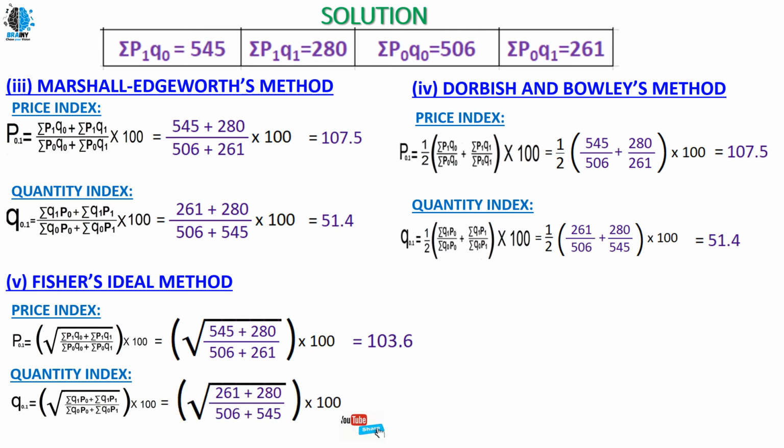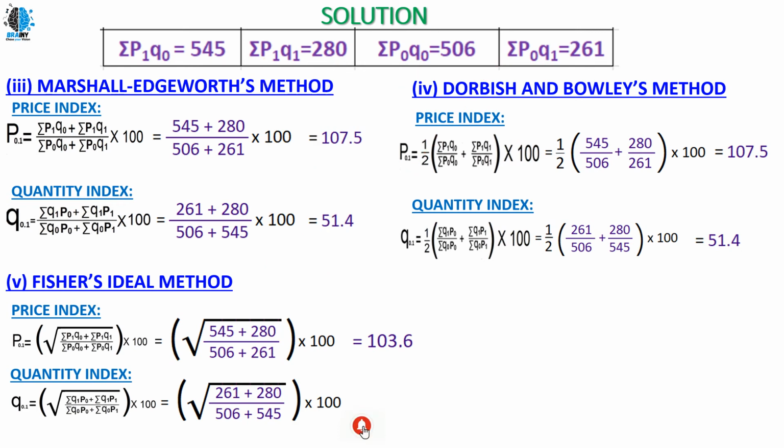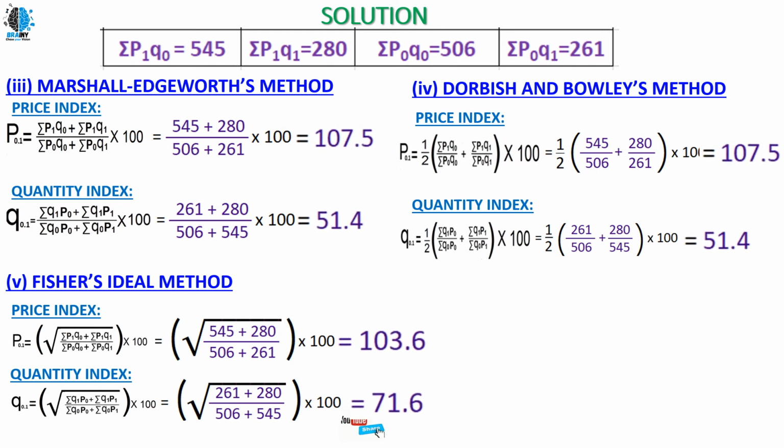Next, for the quantity index, we have the formula. Here I'm going to substitute all the values in the formula: 261 plus 280 divided by 506 plus 545. If I do all the calculation, the final value I get is 71.6. So these are the Marshall-Edgeworth method, Bowley's method and Fisher's ideal method, under which we have calculated the price index and quantity index.